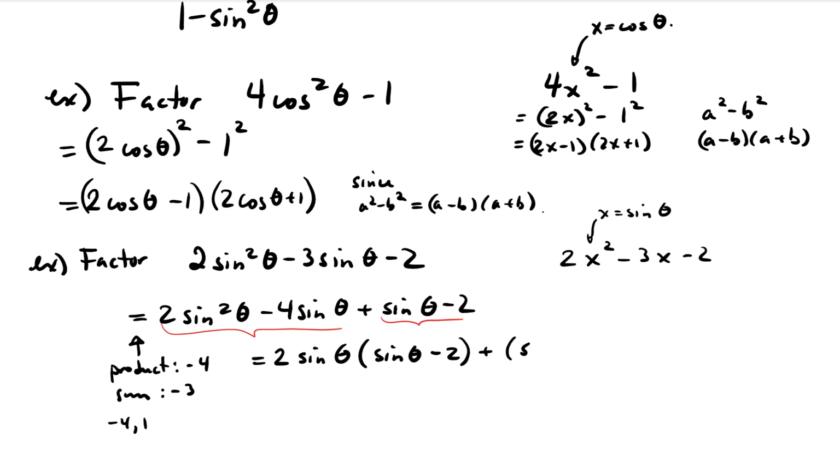So this is just going to be, I'm going to put them in brackets just to know that they go together. And then finally, I factor sine theta minus 2. And what I get from that is sine theta minus 2 times 2 sine theta plus 1. So this is using the AC method, but on an expression that involves a trig function.